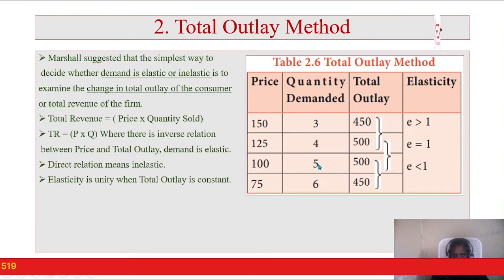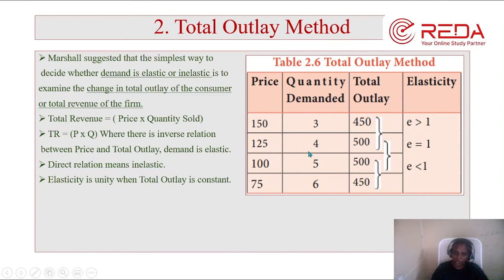Still it increases. So you will be tempted to buy one more ice cream, and the total outlay is the same; sometimes it may change, but generally the total outlay remains constant when you buy the second quantity and the third quantity, and the elasticity is equal to 1. It does not change. So that's why the elasticity of demand is equal to 1.